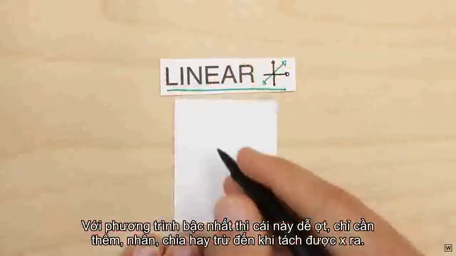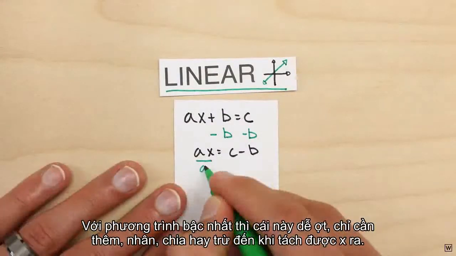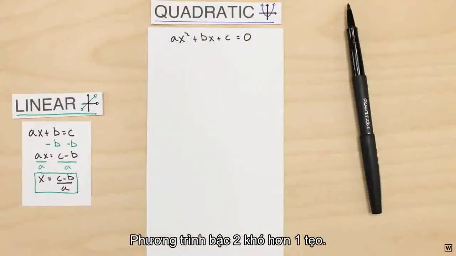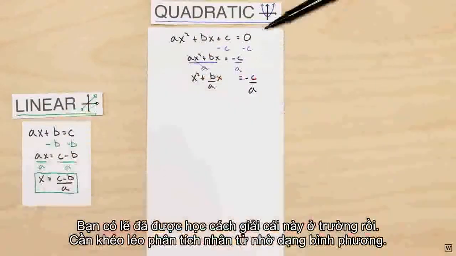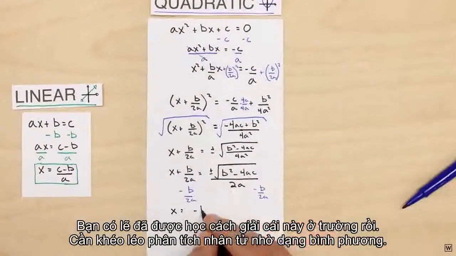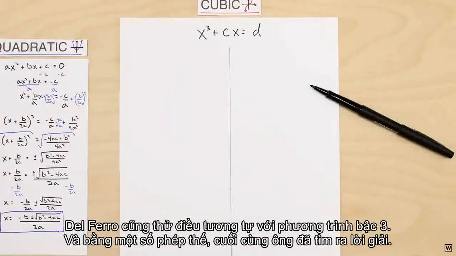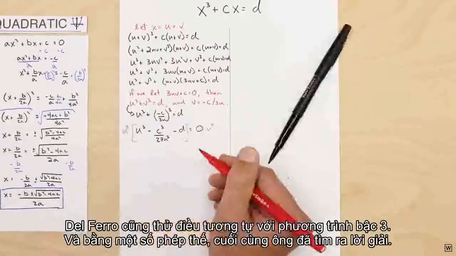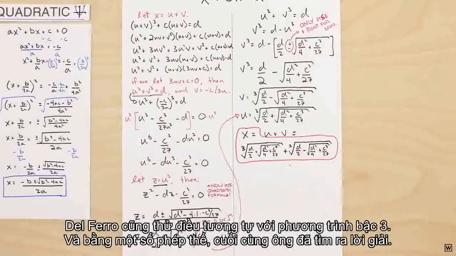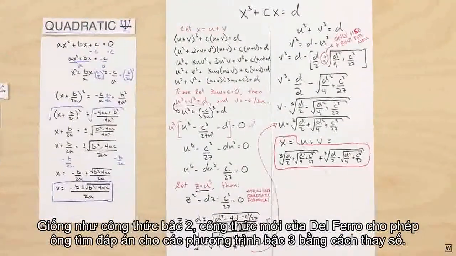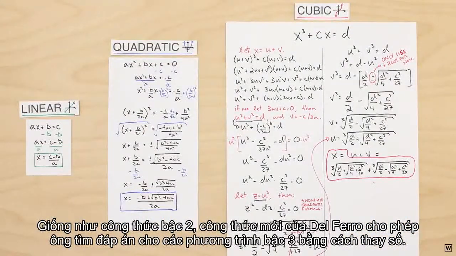This is pretty easy in linear equations. We can just add, multiply, divide, or subtract until we get x alone. Quadratics make this a bit harder. You may have learned how to solve these in school. It requires some cleverness and factoring by completing the square. Del Ferro was trying to do the same thing for his cubic equation, and through some clever substitution he eventually found a solution. Just like the quadratic formula, Del Ferro's new formula allowed him to find the solution to cubic equations by simply plugging in values.